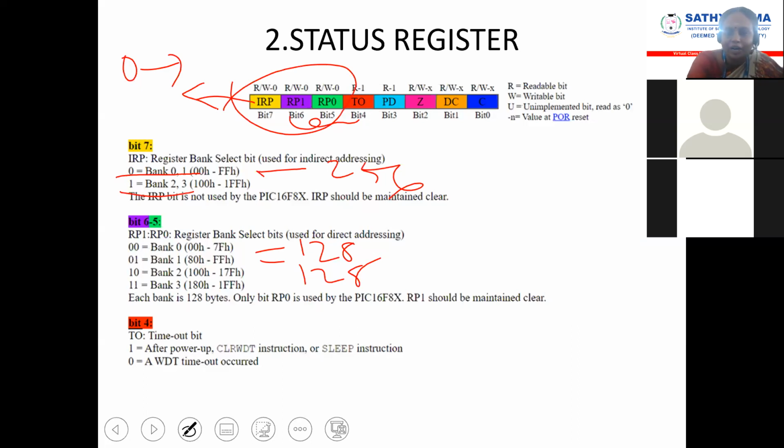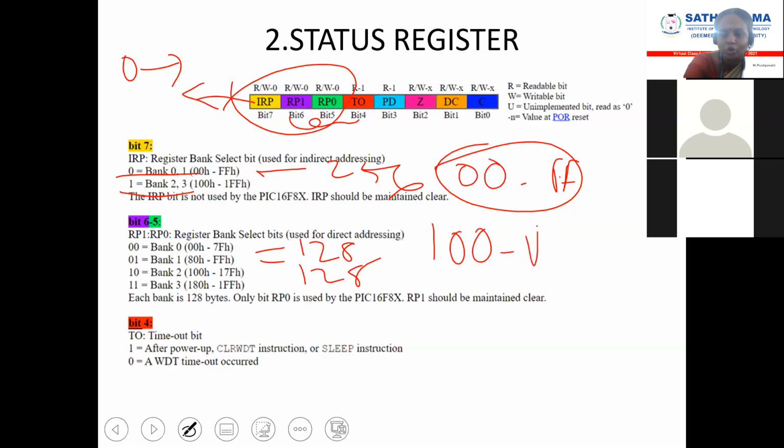Why is it 0 and 1? We are saying 000 to 0FF, so obviously it will take that. The next bank we all know is 100 to 1FF, so this one denotes bank 2 and bank 3.